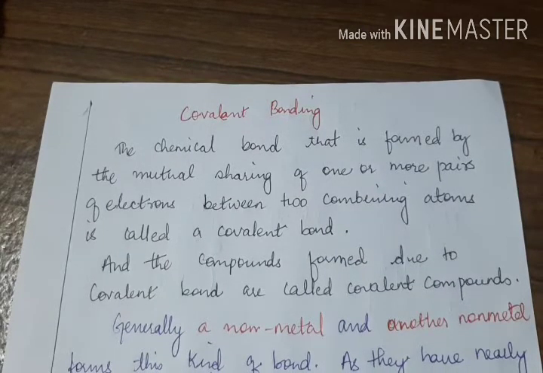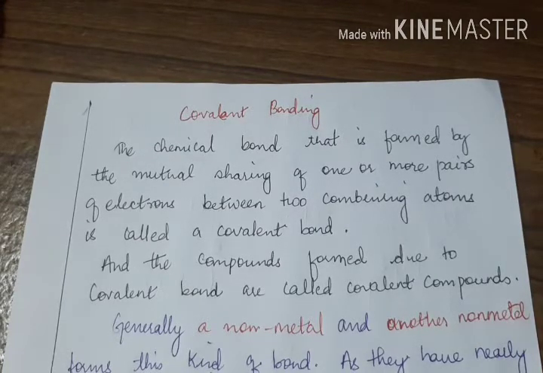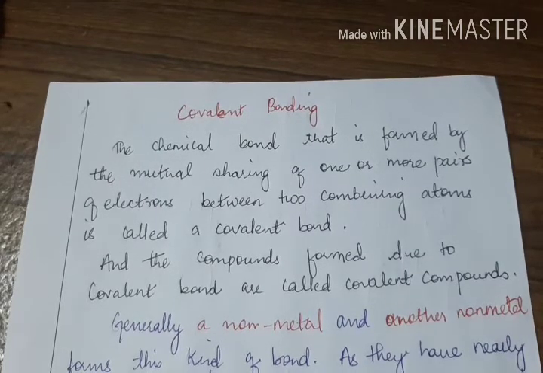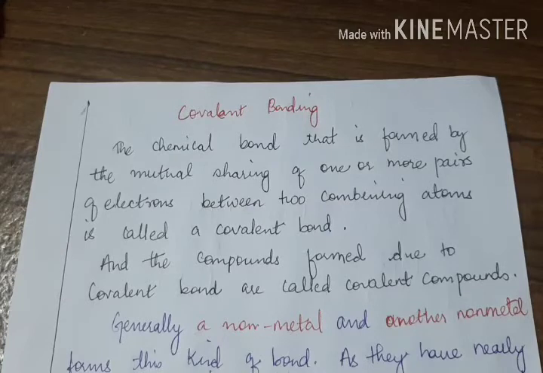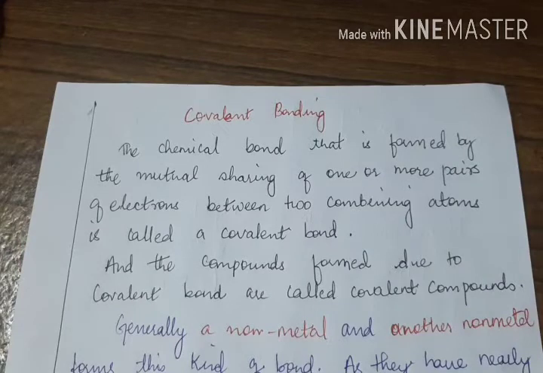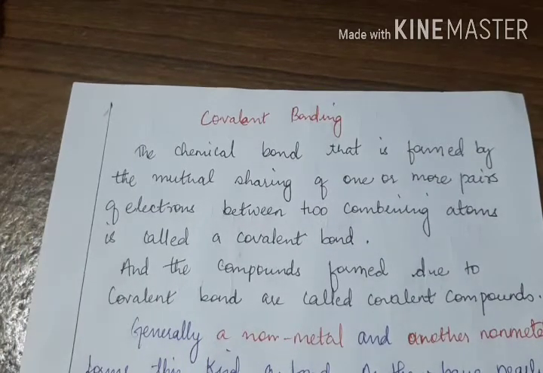And how do they achieve octet configuration? They do it by two ways. The first one is transfer of electrons. Transfer of electrons means loss of electron by one atom and the gain of electron by another atom. And the second way is by the sharing of electrons, mutual sharing of electrons between two atoms. That is why we have two kinds of bonds. The first one is called ionic bonding, transfer of electrons. And the second one is called covalent bonding, formed by the mutual sharing of electrons.